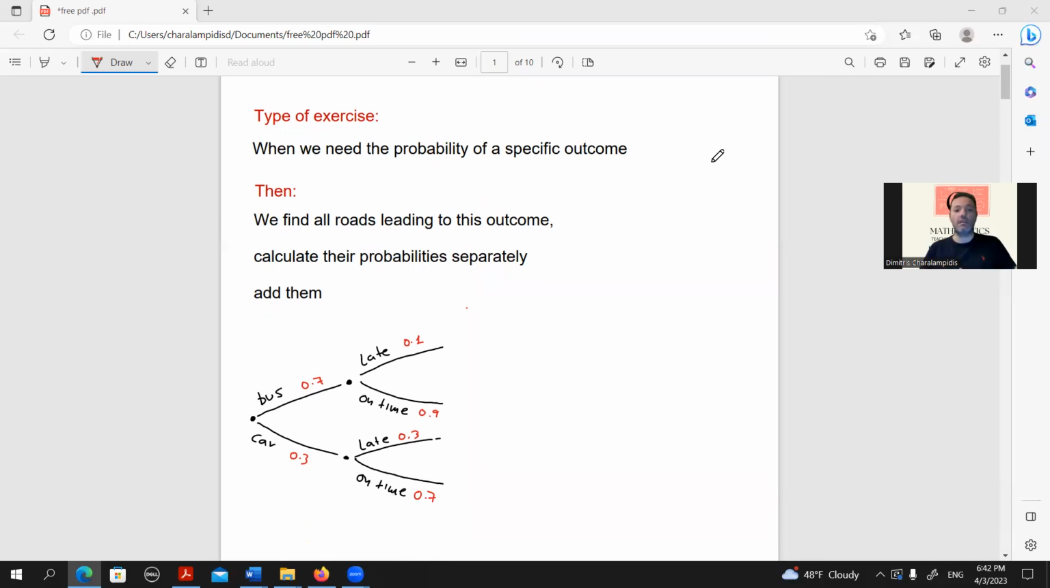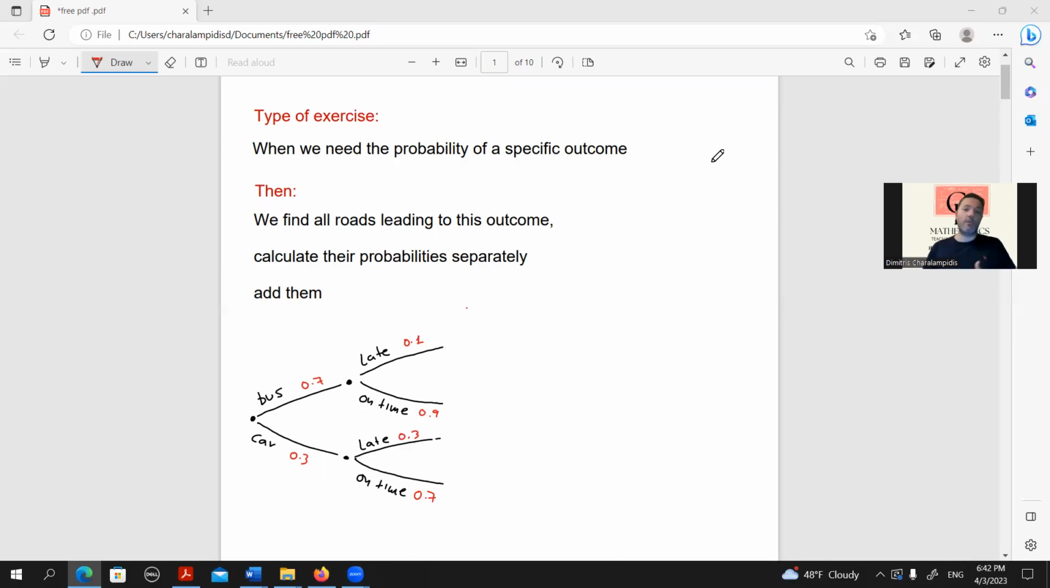You are given this tree diagram. It's about the selection of bus or car in order for us to go to school. There is a probability of 0.7 to go by bus and of 0.3 to go by car. And then, based on our selection, we have the events of being late or on time. You can see the corresponding probabilities on each one of these branches.